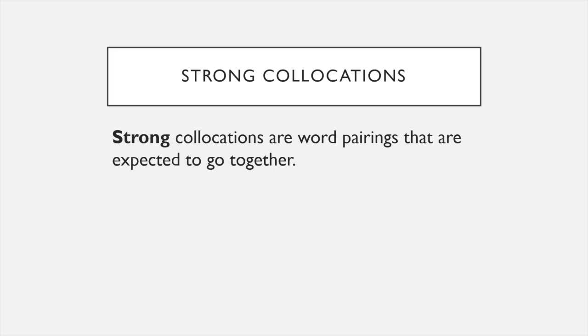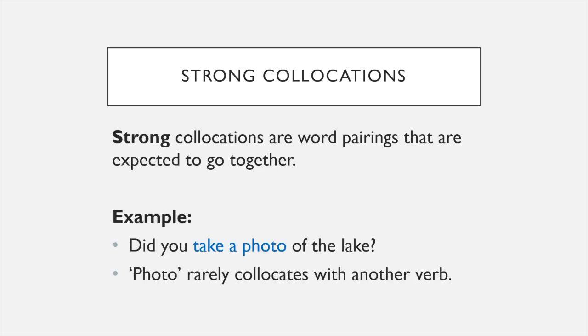In English, we have both strong and weak collocations. Strong collocations are word pairings that we would expect to go together, such as combinations with make or do. These are pretty common. So for example, you make a cup of tea, but you do your homework. The example of taking a photo is a good one. Many candidates say make a photo, but this is wrong. Photo rarely collocates with any other verb, and no other verb gives the same meaning as take in this example.